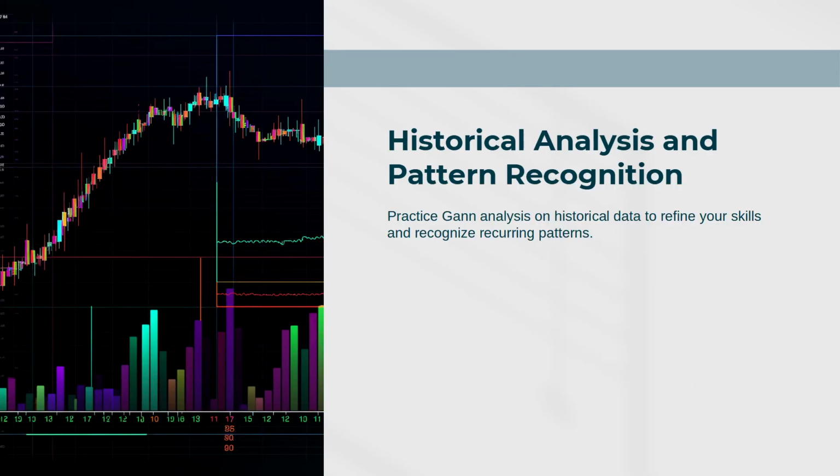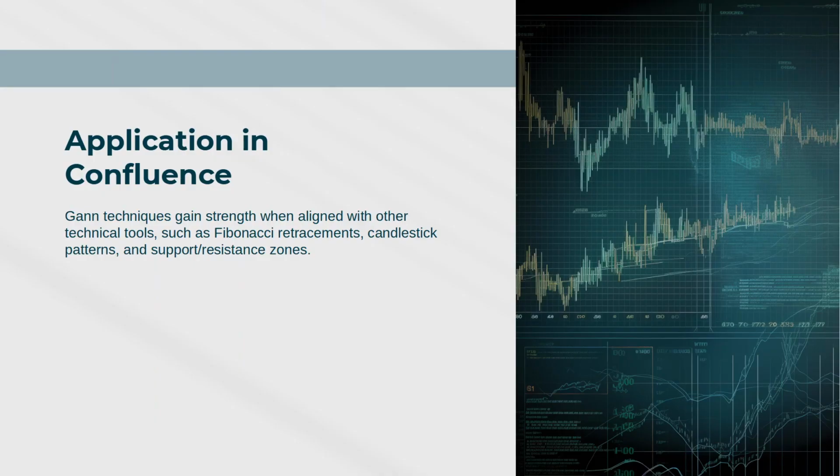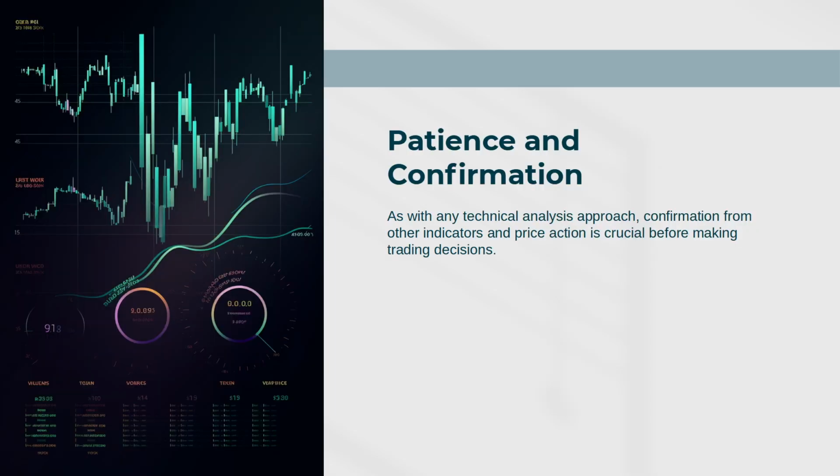Historical analysis and pattern recognition. Practice Gann analysis on historical data to refine your skills and recognize recurring patterns. Application in confluence. Gann techniques gain strength when aligned with other technical tools, such as Fibonacci retracements, candlestick patterns, and support resistance zones. Patience and confirmation. As with any technical analysis approach, confirmation from other indicators and price action is crucial before making trading decisions.